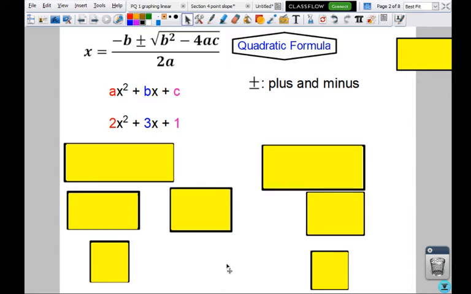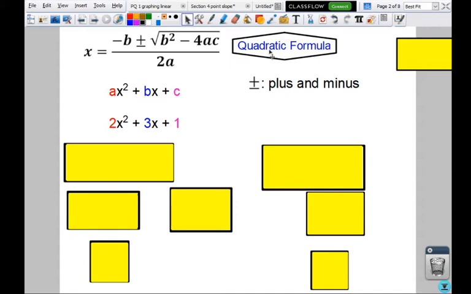So, when I talk about a, b, and c, I'm talking about the coefficients, or the numbers in front of my x and x squared, and the number out by itself. So remember, a is in front of x squared, b is in front of x, c is by itself. And I just made up a random problem with a is 2, b is 3, c is 1. 2x squared plus 3x plus 1.